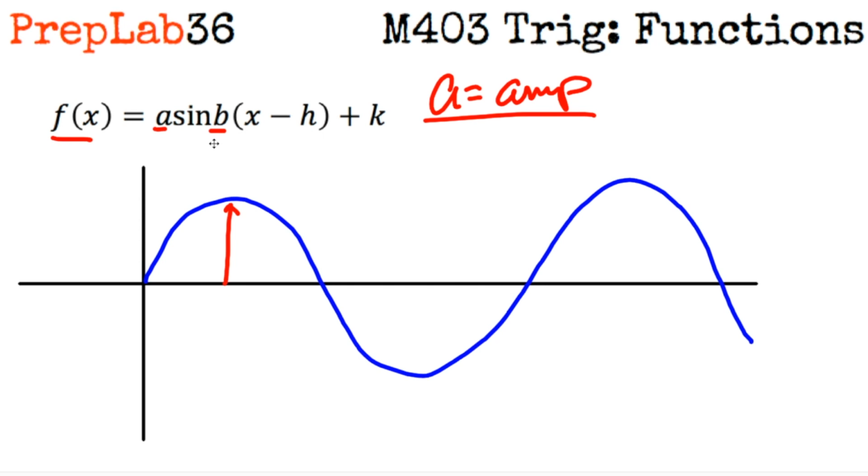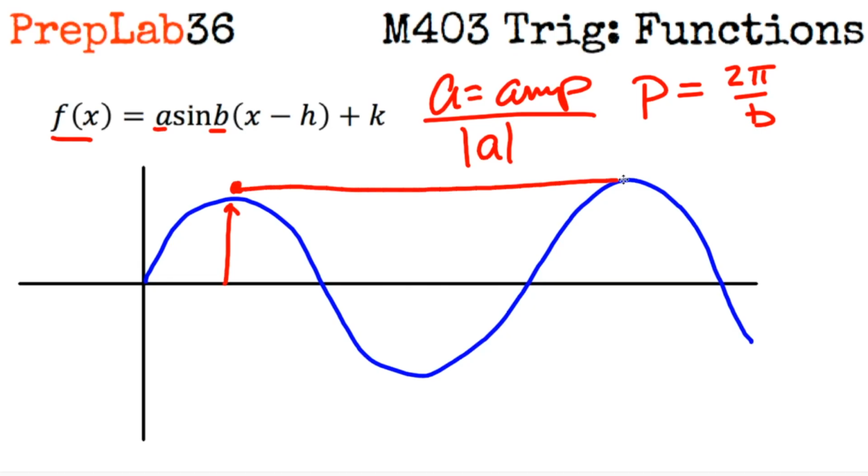The b coefficient here sets the period. So period is equal to 2 pi divided by b. Oh, also forgot to mention, amplitude is the absolute value of a. I could have a negative value, but amplitude is only measured as the positive. Once again, b sets the period, and the period is a complete wave. Peak to peak, max to max, 0 to 0. Period is equal to 2 pi divided by b. So the larger b is, the smaller the period is. The smaller b is, the larger the period is.